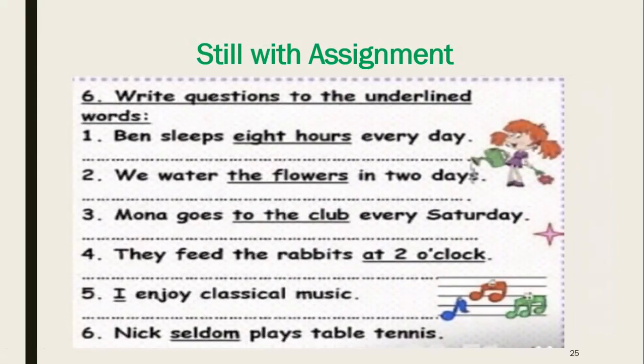Here you are going to write questions to the underlined words as I did before. Like for example, Ben sleeps 8 hours every day. So what about 8 hours? This is a number. How do we ask about a number? We use how many. I can say, for example, how many hours does Ben sleep every day? And remember, we use how many to ask about the number because the 8 here is a number, and we use does because the verb has a final S, and when we use does, we use the verb without S. So how many hours does Ben sleep? No final S. Every day. The others go like that.